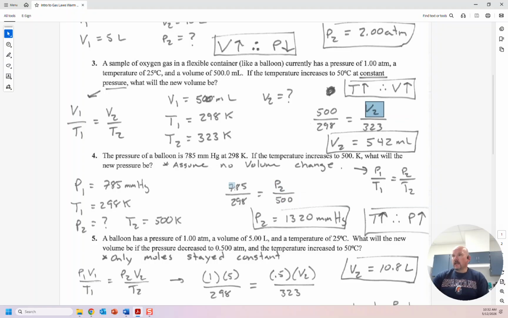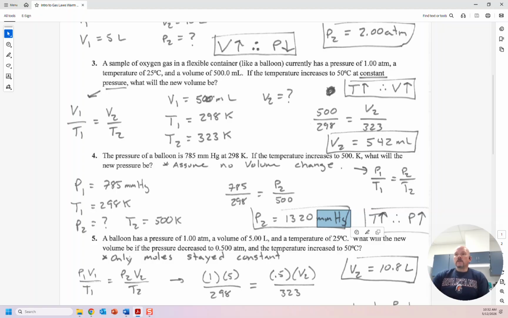So what are we going to do? We're going to take 785, we're going to multiply that by 500, and then we're going to divide that by 298, and that will give us our P2. And when we do that, our P2 comes out to be 1320, and it would have the same units as our P1, which was millimeters of mercury. Okay?